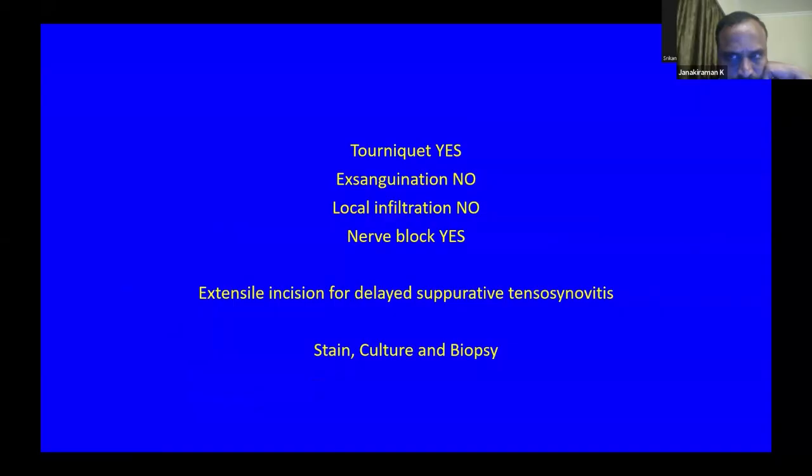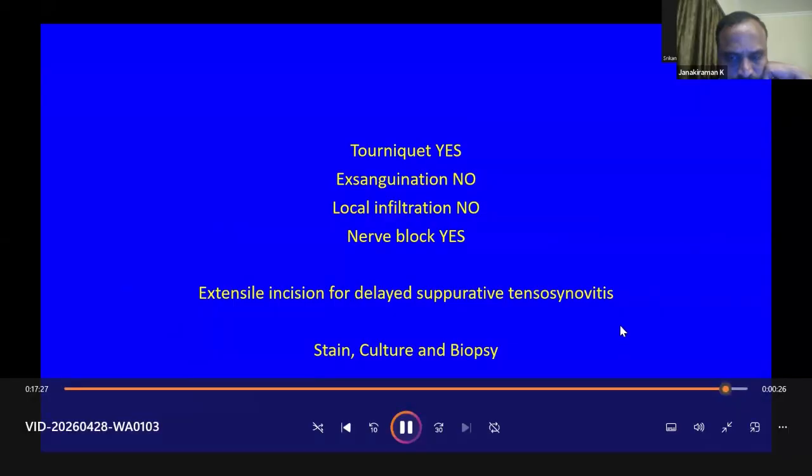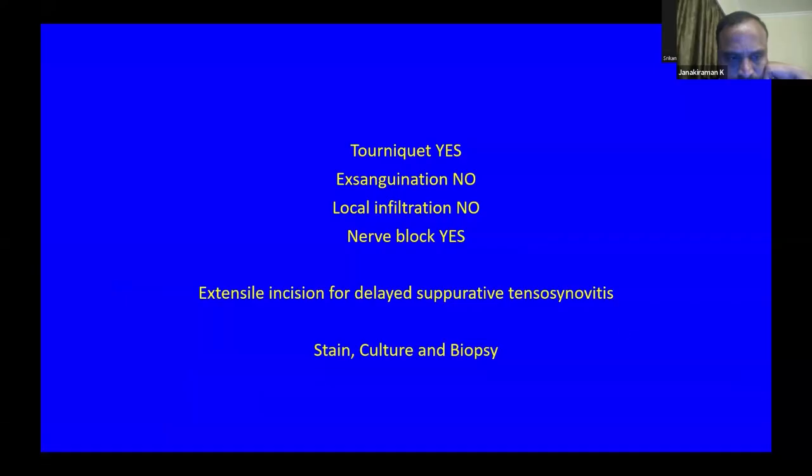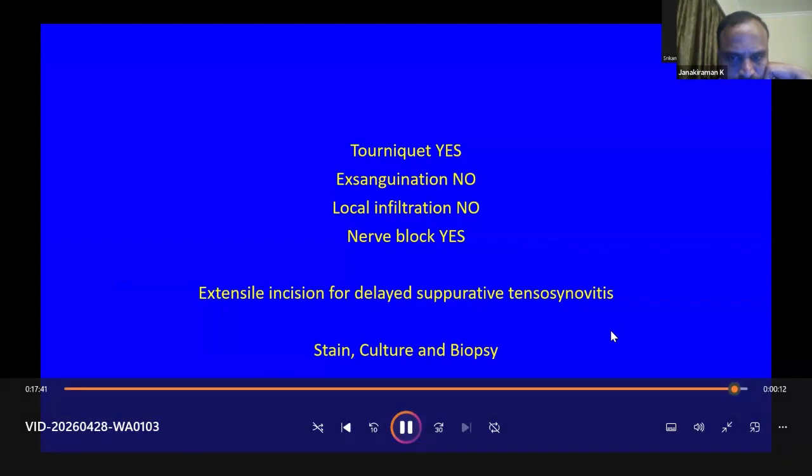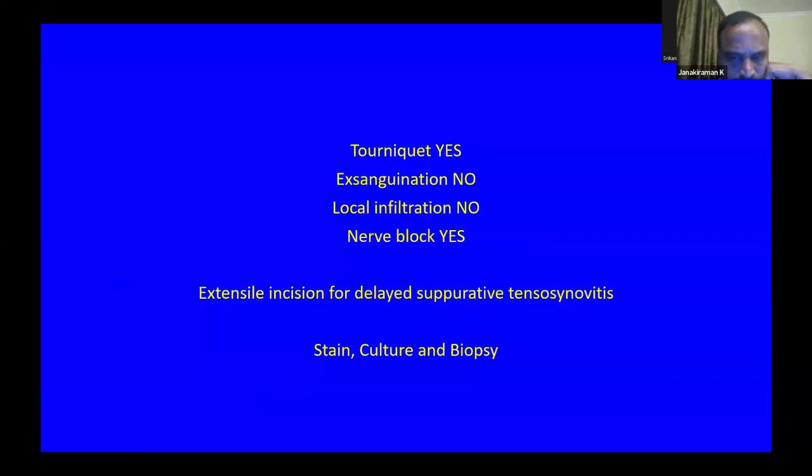Sometimes the stab technique doesn't work, especially for delayed presentation of suppurative tenosynovitis, where a formal midlateral or volar zigzag incision is required to make sure that the drainage is complete. And finally, we stain, we culture, and we do a biopsy. Thank you.